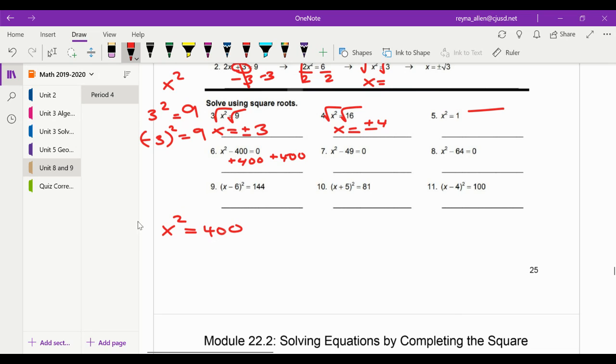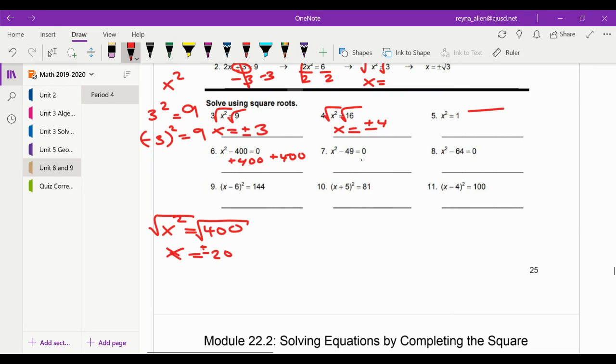And then now I take the square root of this. So what I do to one side, I do to the other. X squared, the square root of that is just x. And then the square root of 400 is 20, plus or minus.